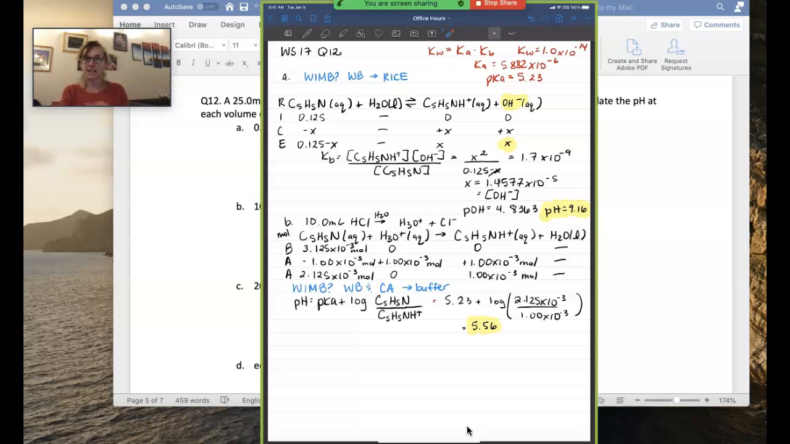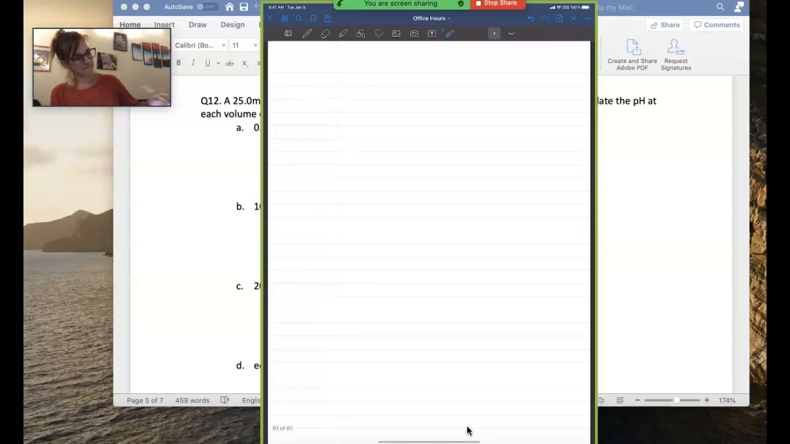Now, what is the pH after adding 20 milliliters? So let's go ahead and do that. If you're adding the acid in, you're running a reaction, what type of table should you do first? You should do a BA table. Once you've derived the equation for that BA table, you're going to use it again. So same reaction is taking place, we're just adding more acid.